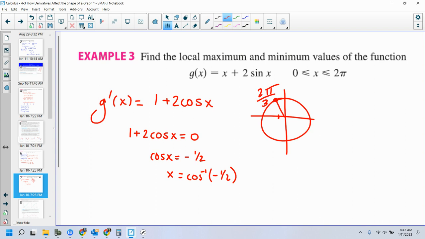Okay, where's the other location that this is going to happen along a full rotation? What is that? That's 2 pi over 3. 4 pi over 3. Your algebra 2 and pre-calc teachers will be so sad. All right. Now we got 2 pi over 3 and 4 pi over 3, right? These are the possibilities of my local maximums and minimums.